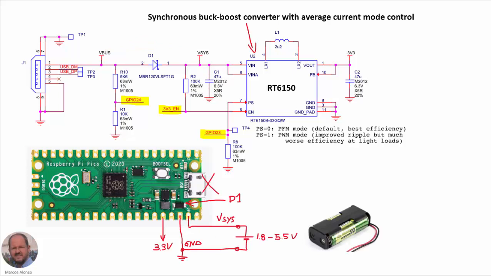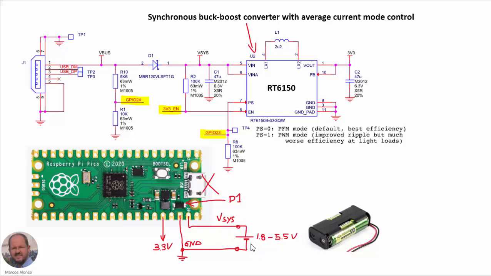Other possibilities to supply the board externally, in this case we can use a voltage source applied to the pin VCs, and then the voltage source can be in between 1.8 and 5.5 volts. So this is very convenient because we can use two AAA batteries to supply the board. This is why they use here a buck boost converter, so they can generate 3.3 volts at the output even when the input is below 3.3 volts.